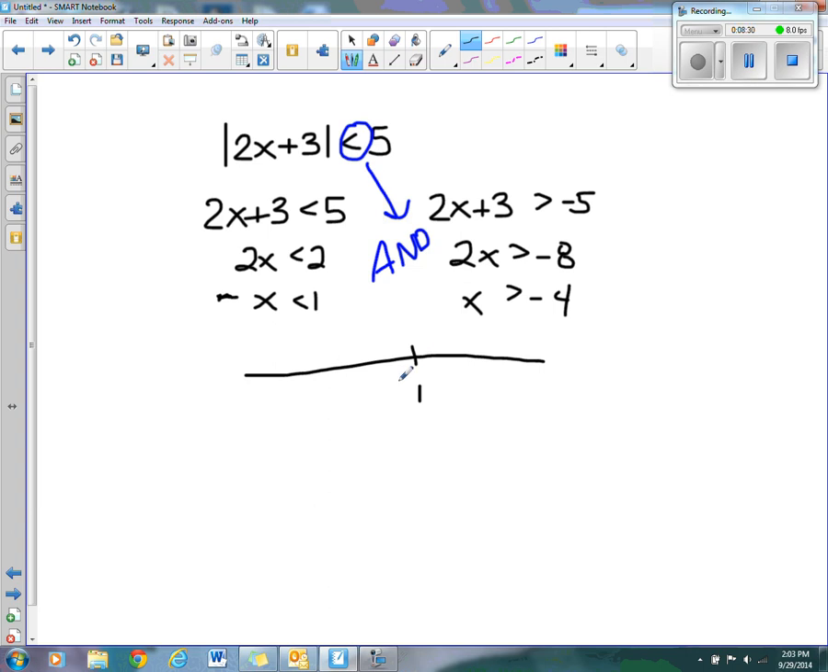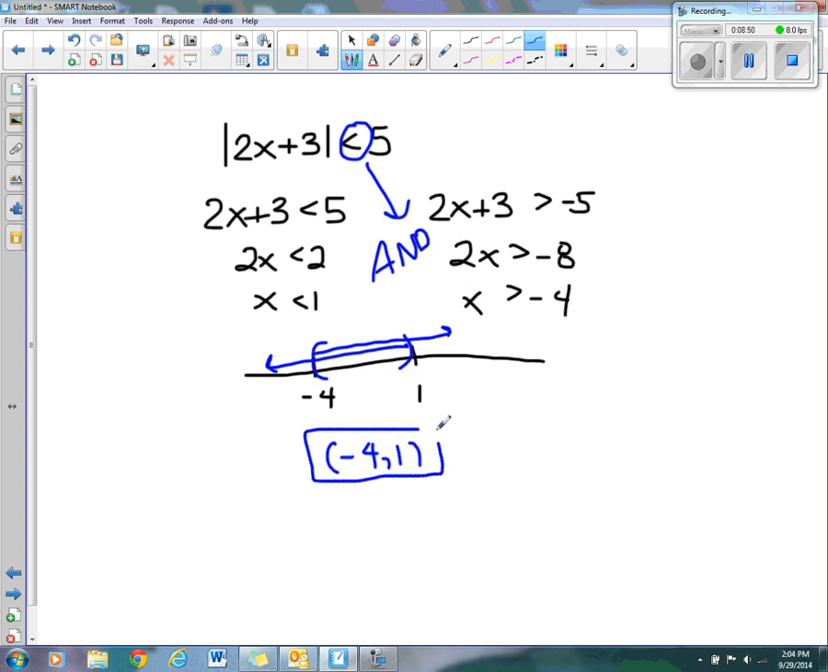So here's 1 and negative 4. And from 1, I'm going to the left. From negative 4, I'm going to the right. And the intersection of those two sets is the points where they overlap, which is the set between negative 4 and positive 1.